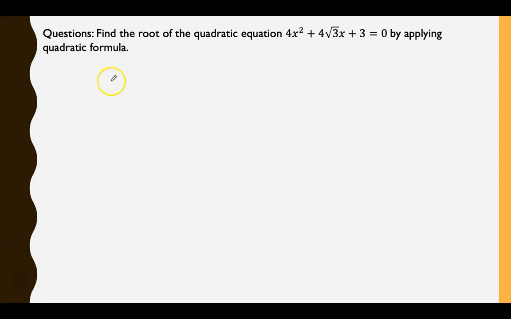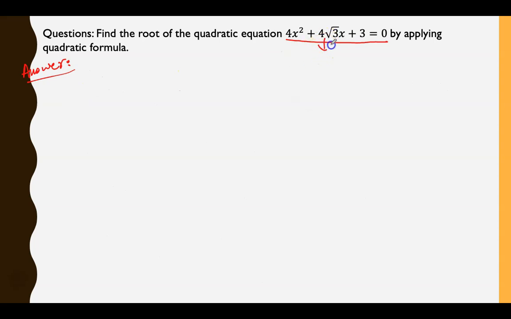So if you observe, the next question is: find the roots of the quadratic equation 4x square plus 4 root 3x plus 3 is equal to 0 by applying the quadratic formula. Now our equation is given and I just have to find my roots. A very simple question. Try to solve it as well, and I would advise that each and every student solve along with me. So take out your books, notebooks, and let's try to solve together.